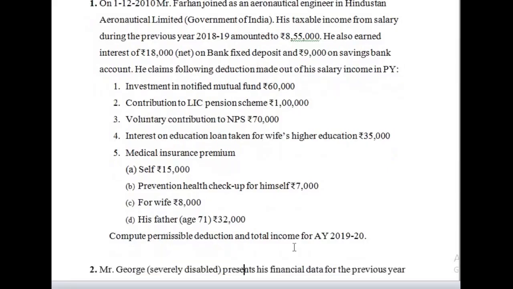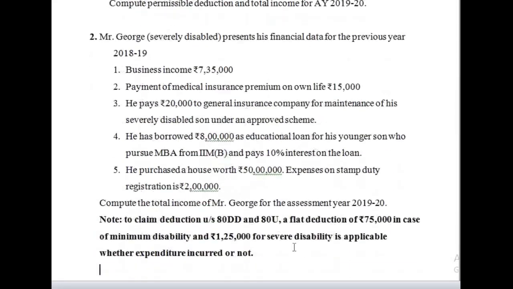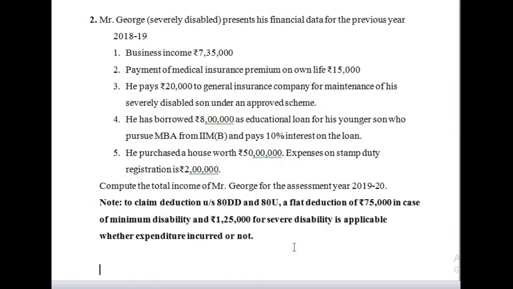So now you will have two illustrations. Find out or compute the total taxable income. I will explain the category, meaning the transactions or criteria of transactions. So in the first illustration, Mr. George is severely disabled. So here be careful, the assessee himself is severely disabled. It presents financial data for the previous year 2018-19.